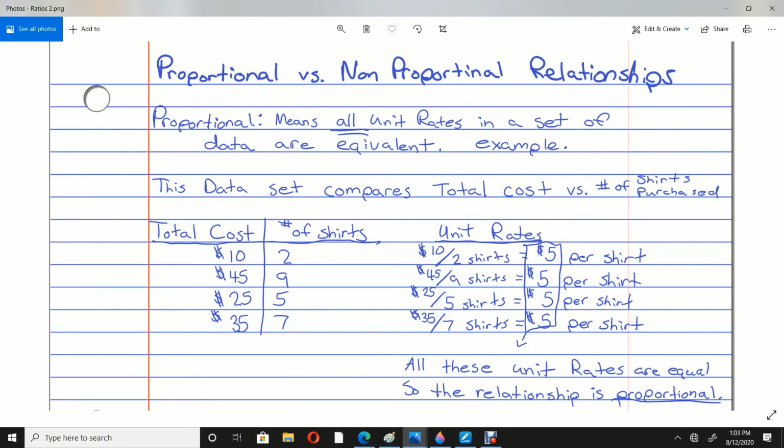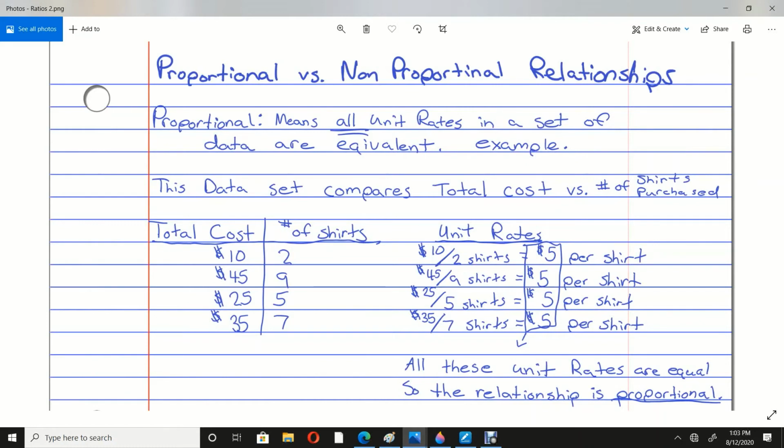Okay, so for the unit rates for all of these, I'm just going to divide total cost by shirts to find this. So for $10 for 2 shirts, that means I'm paying $5 per shirt. 10 divided by 2 is 5. $45 for 9 shirts, well, that's 45 divided by 9, which should be $5 per shirt again. And you can see a trend starting to happen. $25 divided by 5 shirts, $5 per shirt. $35 divided by 7 shirts, $5 per shirt.